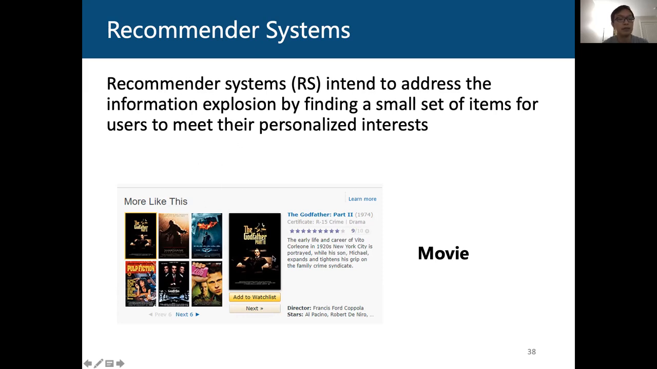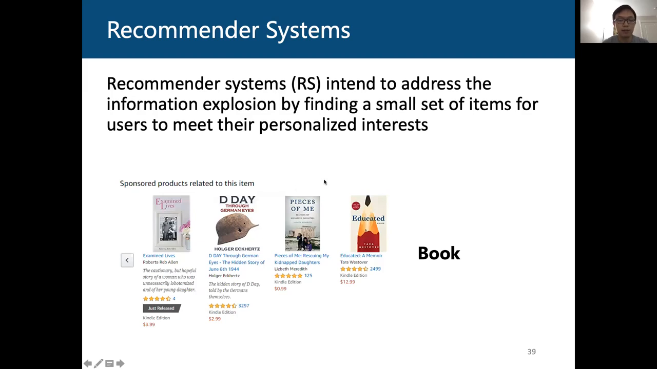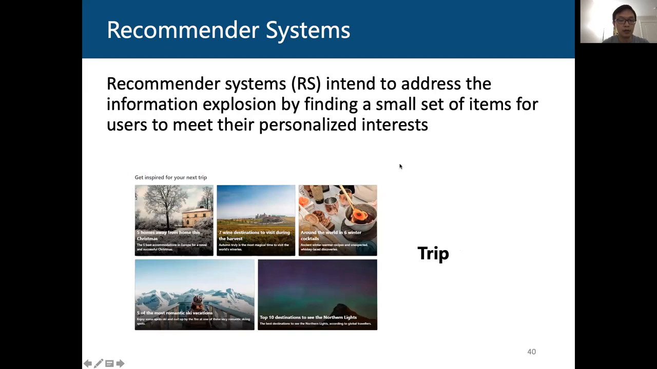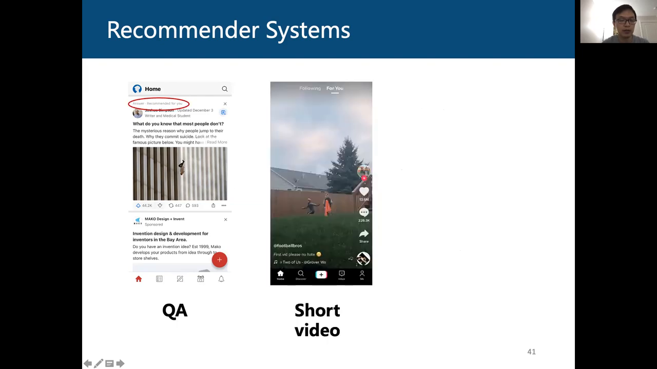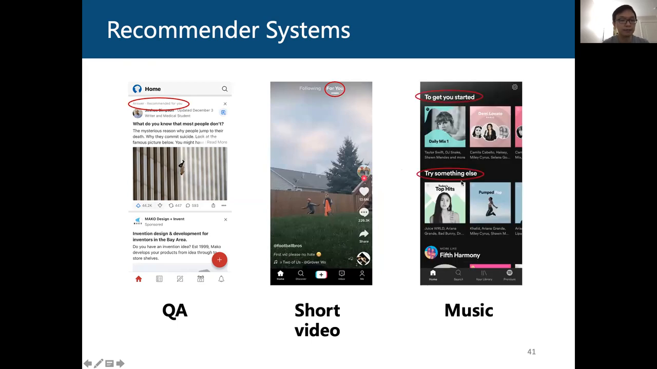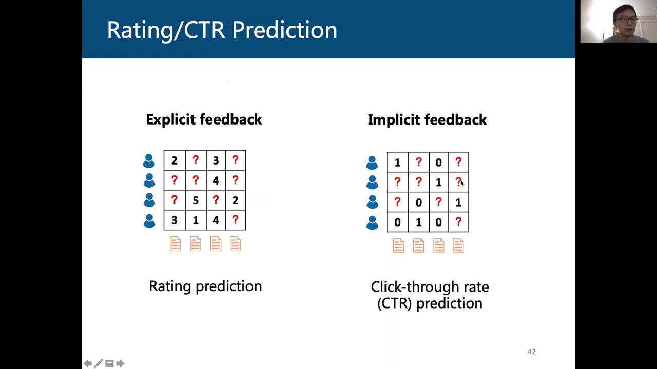So here is a movie recommendation on IMDb. You can see that in the webpage of a movie, it suggests that more people like these other movies. And this is the book recommendation on Amazon. And this is a point of interest recommendation on booking.com. And we can list more examples here. This is Quora, where it recommends you the questions and answers you might be interested in. And this is TikTok, where you can see the tab for you. And this is Spotify. I assume that you all know recommender systems, so I'll just go through this quickly.